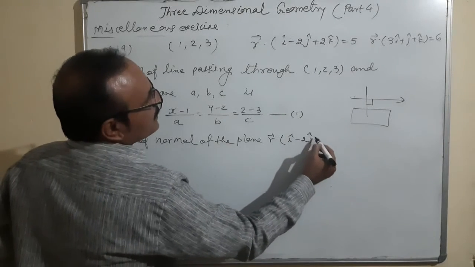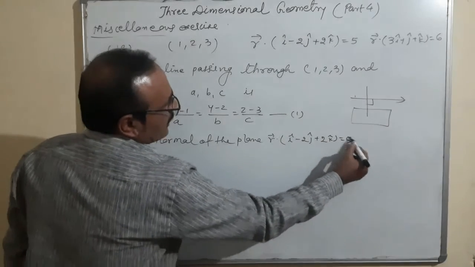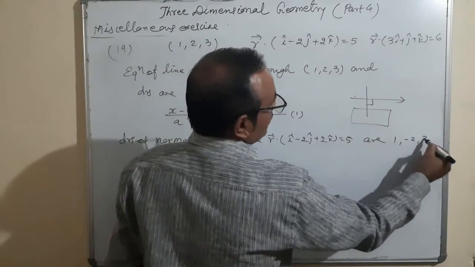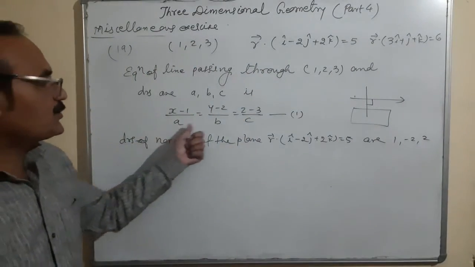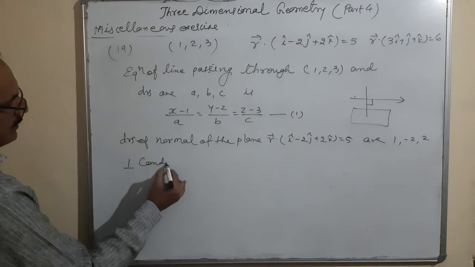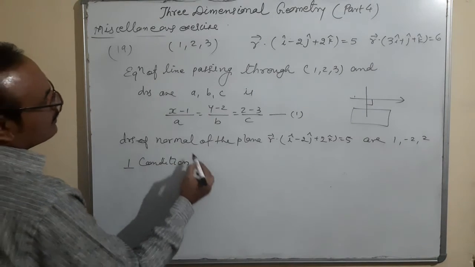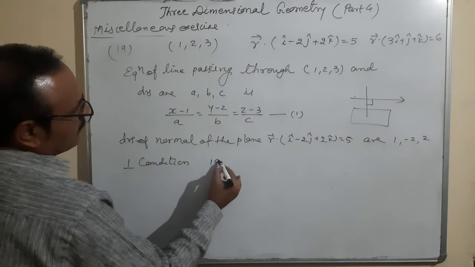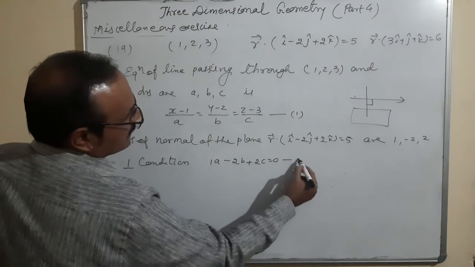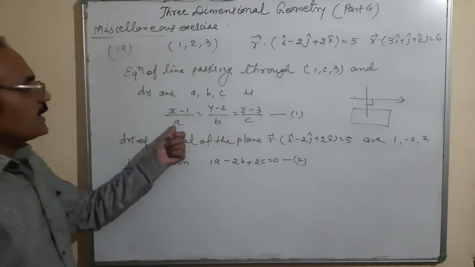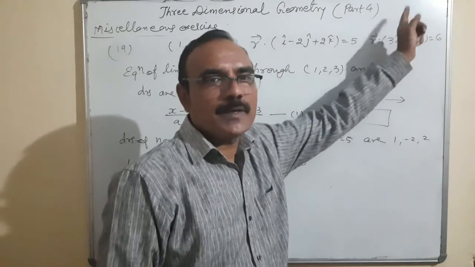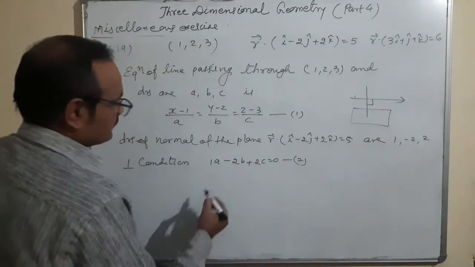So the direction ratio of the normal of the plane, i minus 2j plus 2k, are 1, minus 2 and 2. Okay, and the direction ratio of this line is A, B, C, so the perpendicular condition: first, A minus 2B plus 2C is equal to 0. Second equation, same as this, the direction ratio of this line A, B, C is perpendicular to that also. That means parallel to the plane, that means perpendicular to the normal.